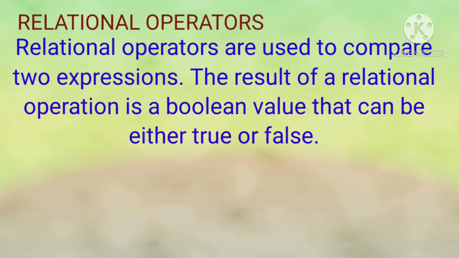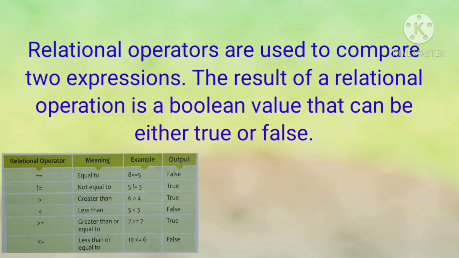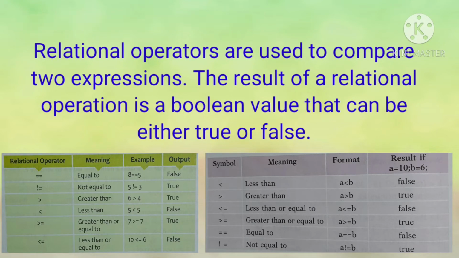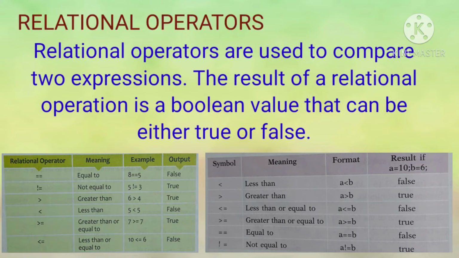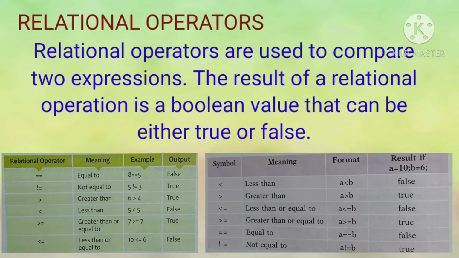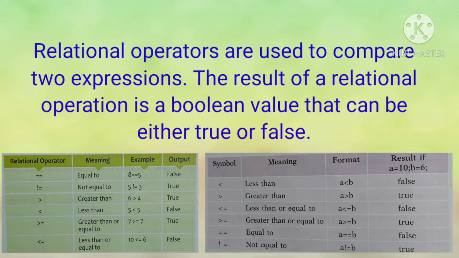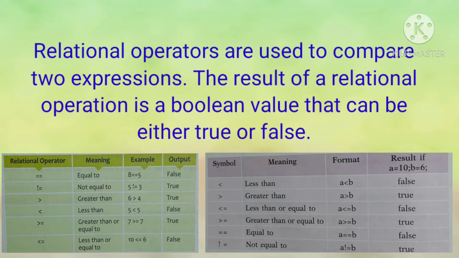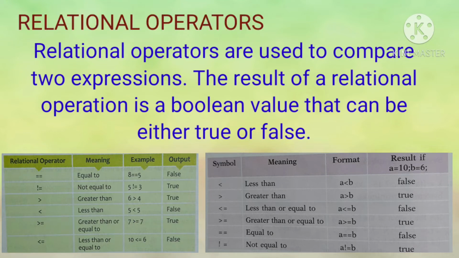Relational operators. Relational operators are used to compare two expressions. The result of a relational operator is a Boolean value that can be either true or false. So first is equal to. Here we are using double equal to sign because single equal to is used as an assignment operator. So for checking whether both the values are the same or not, we use the double equal to sign. So 8 equal to 5, the condition is false. So the output is written as false.